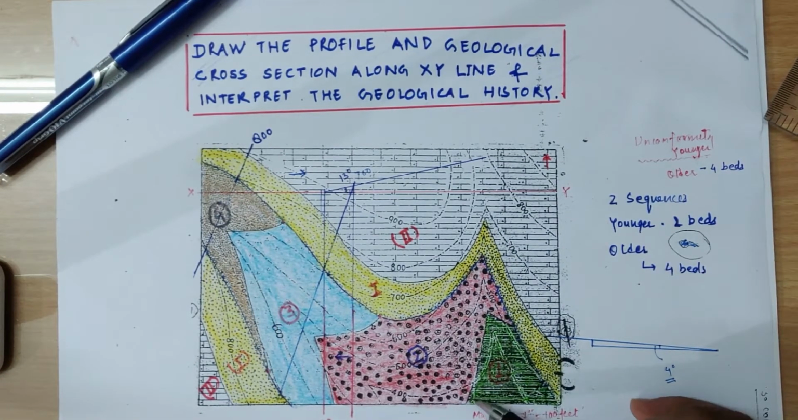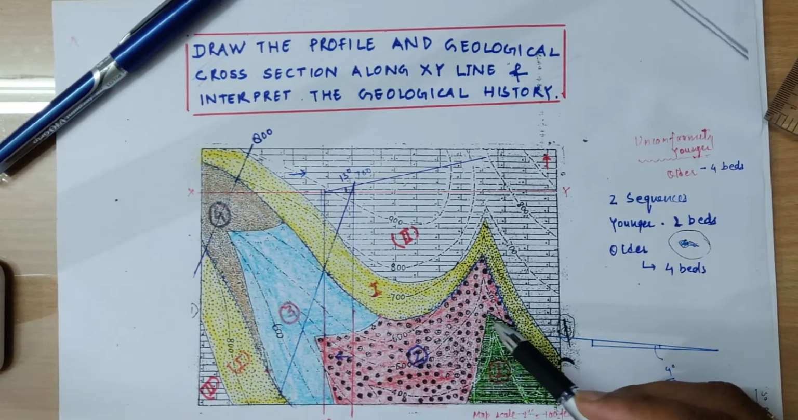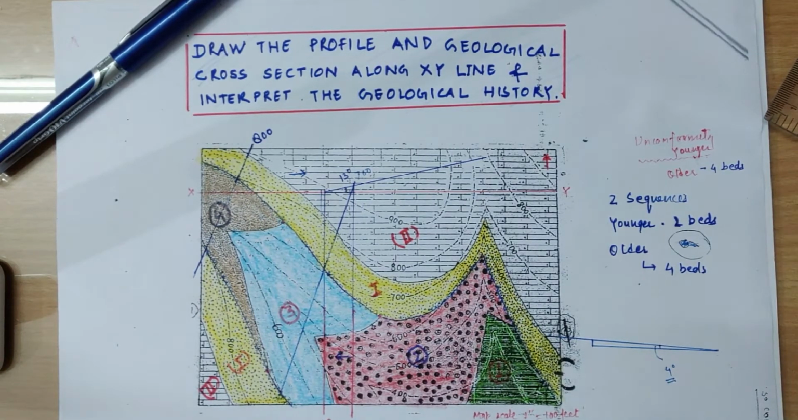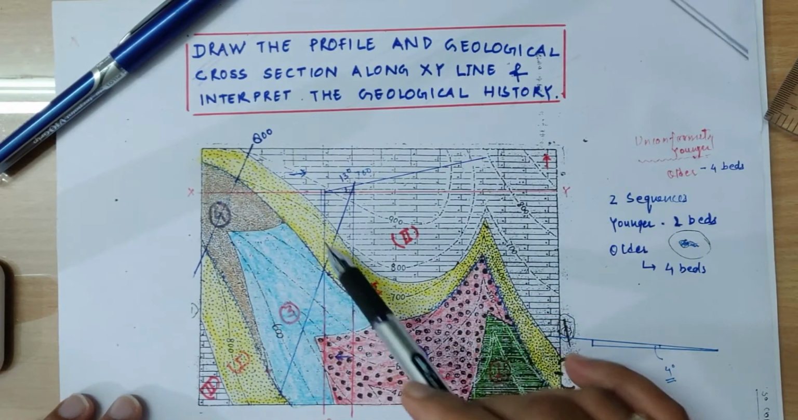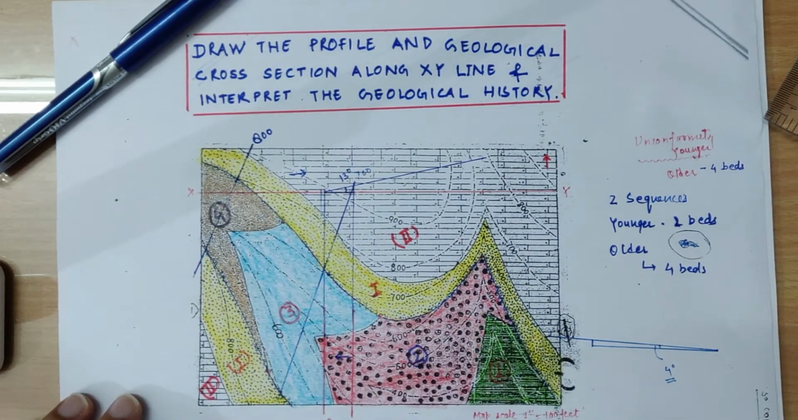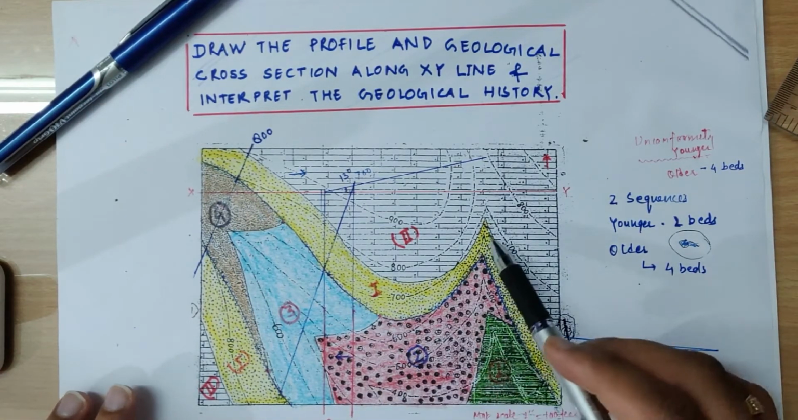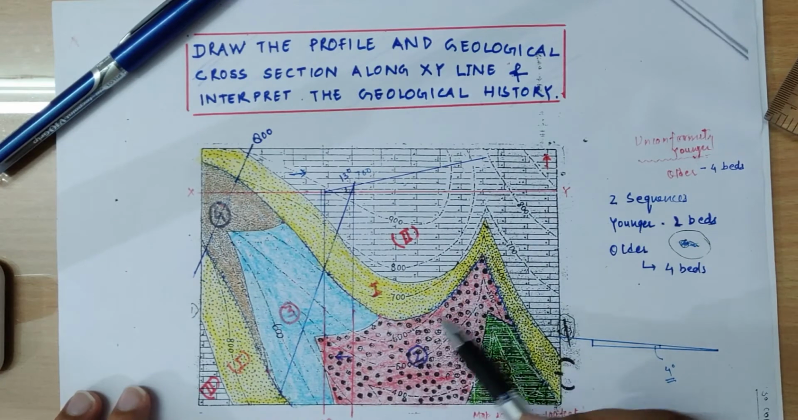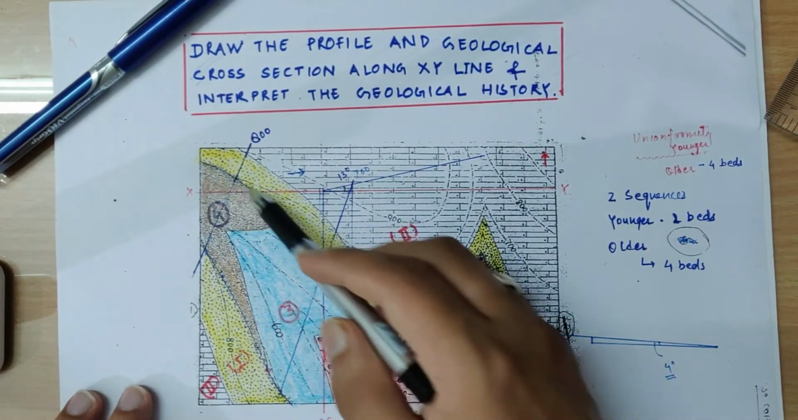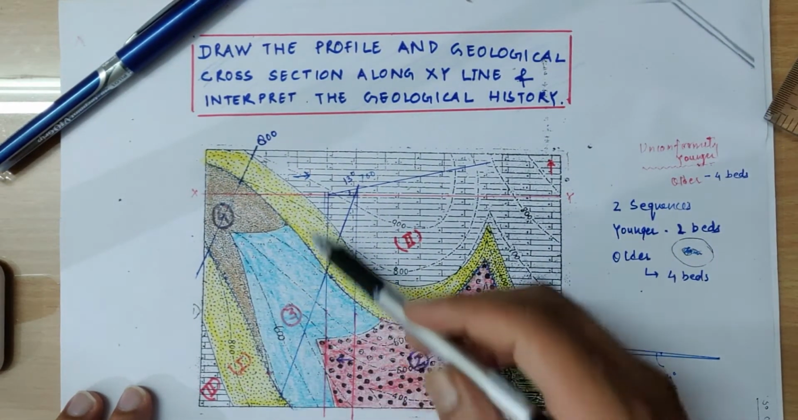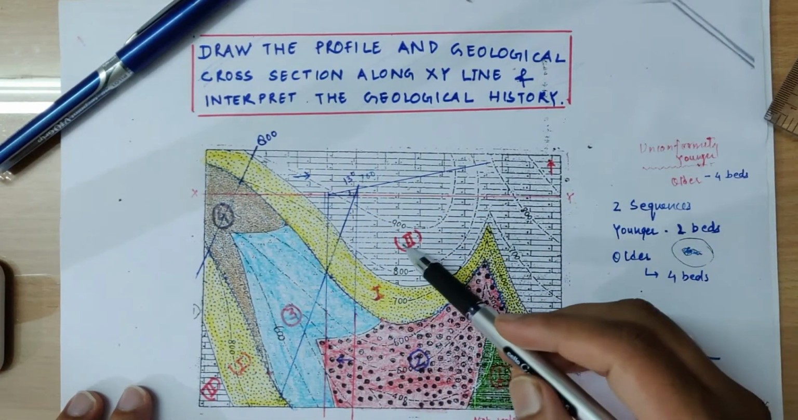So we know that bed number first must have deposited over unconformable basement, unconformably, followed by conformable deposition of bed number 2, 3 and 4. And the area must have been uplifted, tilted and eroded to form this erosional surface. And after the erosion, there must have been deposition of bed number 1 of the younger sequence unconformably, because this is an unconformity surface, and conformable deposition of bed number 2 of younger sequence.